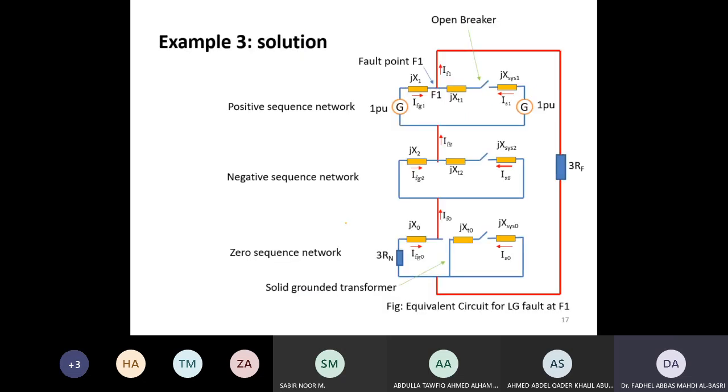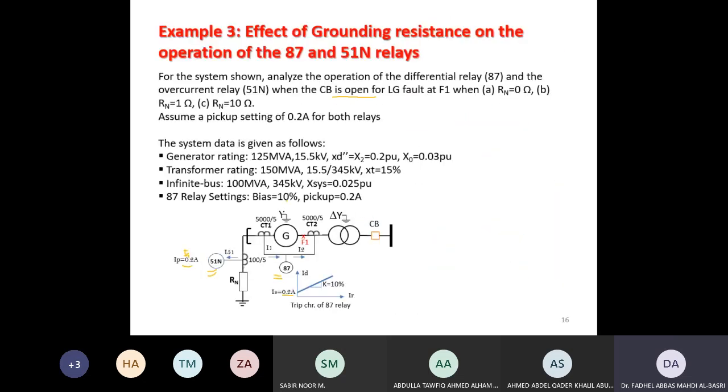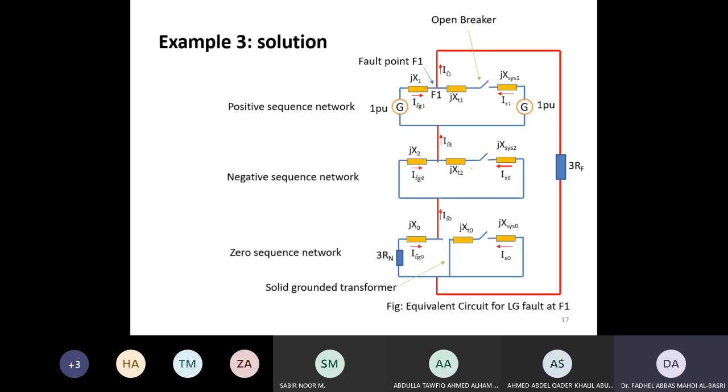Okay, so we'll do the same thing. First, for line to ground faults, I want to compare the operation of the differential relay and the 51 relay. I want to compare the operation of these two for line to ground faults. So I need to draw the positive, negative and zero sequence networks of this system, and then I'll connect them in series.